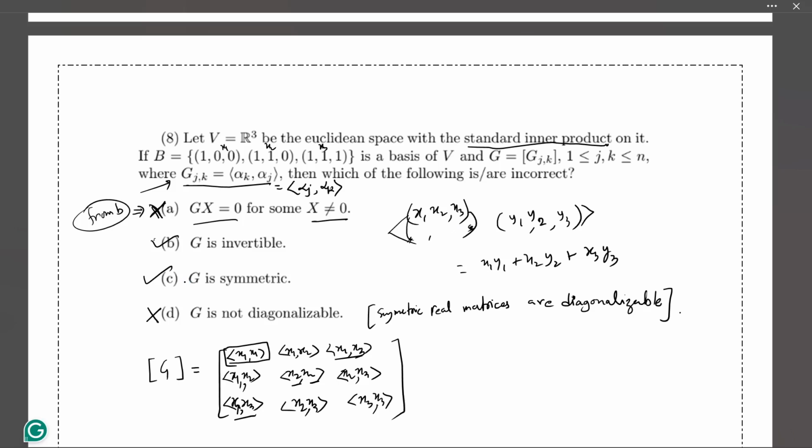Could you please explain option D? Why is it not diagonalizable? And what am I missing? Okay. Symmetric matrices, symmetric real matrices basically, they are diagonalizable. It is explained here. You can read about it from somewhere. It is given in books.